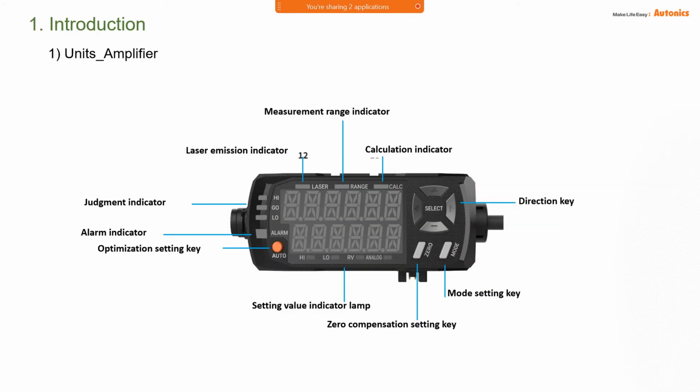This is the explanation about our amplifier unit. This is the Autonics BD amplifier. You can see the laser indicator, measuring range indicator, and calculation indicator here. We also have direction keys, which you can use to select the parameter, and then we have the zero and mode setting key, and the setting value indicator: high, low, RV, and analog. We also have the optimization setting key, the alarm indicator, and the judgment indicator, which is high, go, and low.